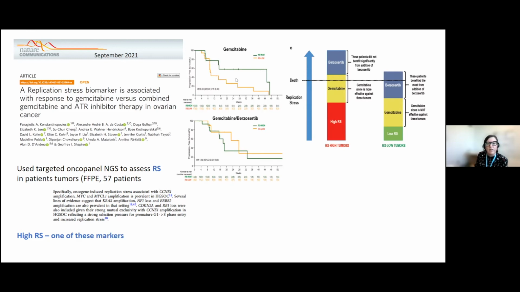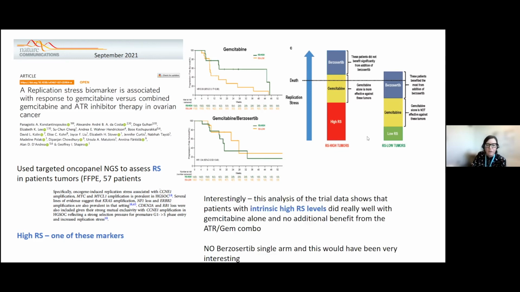they actually showed, and it's very small patient numbers, but it's hypothesis-generating and interesting, that the patients that had high replicative stress did very well with gemcitabine versus those that had low replicative stress. And the addition of the ATR inhibitor with the gemcitabine didn't seem to add anything. So what they were suggesting here is that the higher the replicative stress that you have, it might be that you don't need anything else other than low-dose gemcitabine, which obviously would exploit that. And patients with lower replicative stress might need a combination to help.